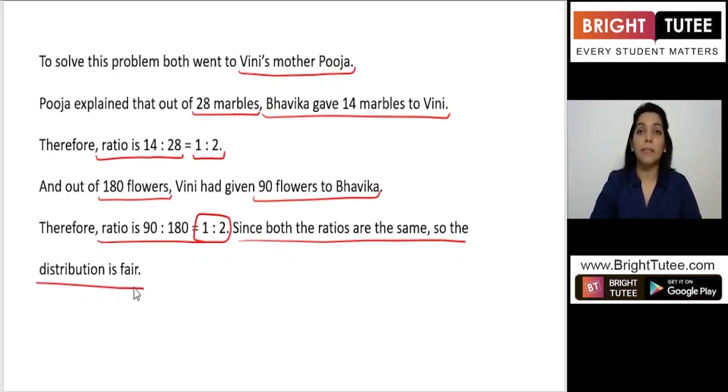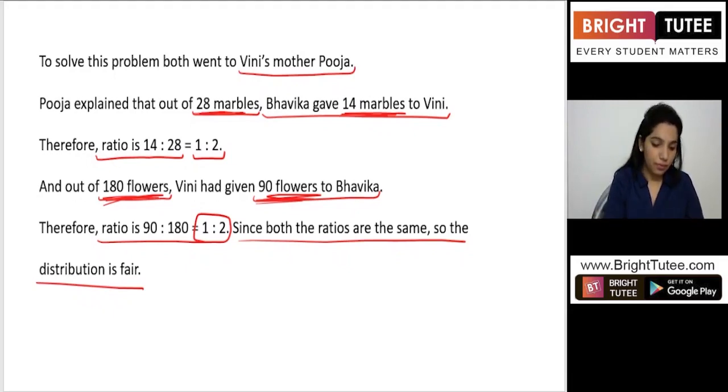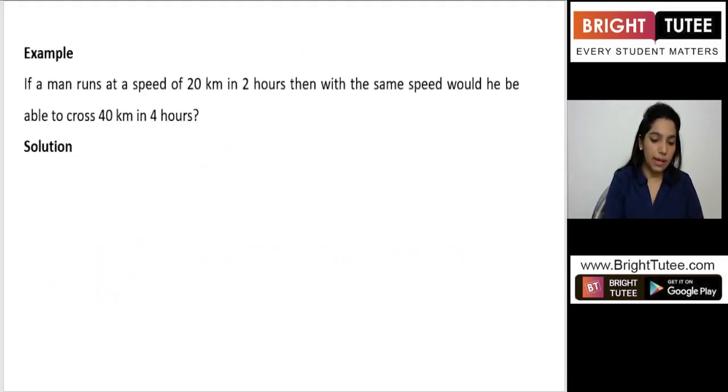I hope it is clear that what we did, we compared the two ratios, and how did we compare them? We compared them by the number of marbles she had and the number of marbles she gave away. Similarly, we did with the number of flowers she had to the number of flowers she gave away. And in both the cases, we see that the answer we have got is 1/2. That is 1:2. So, because both the ratios are same, we can say that the distribution is fair. Now, let us see one example.